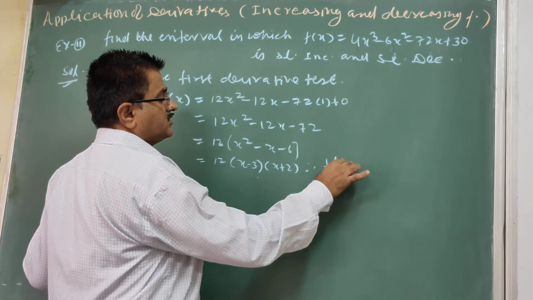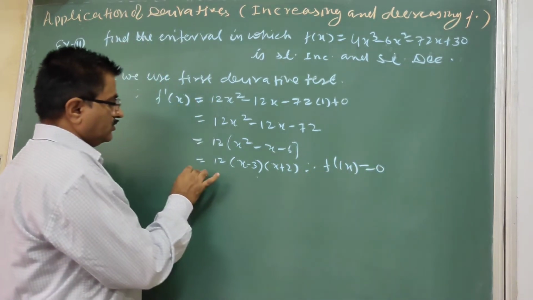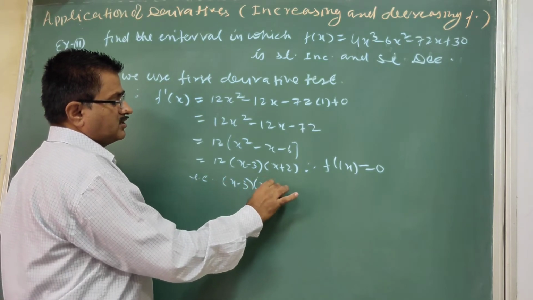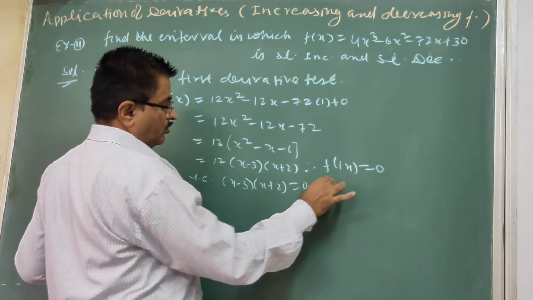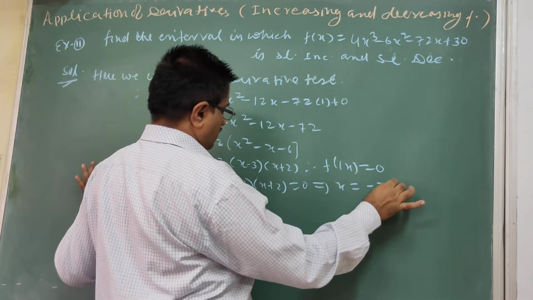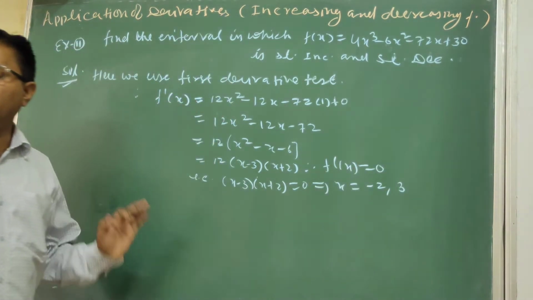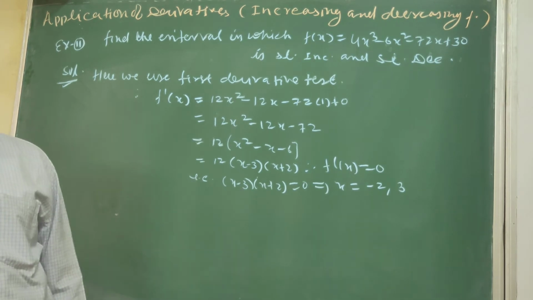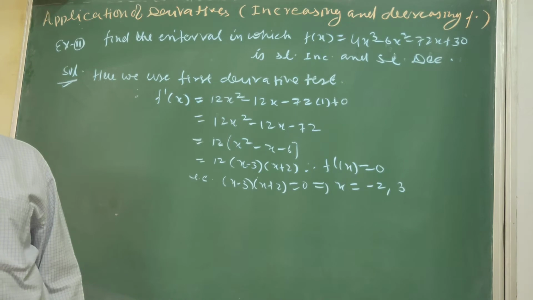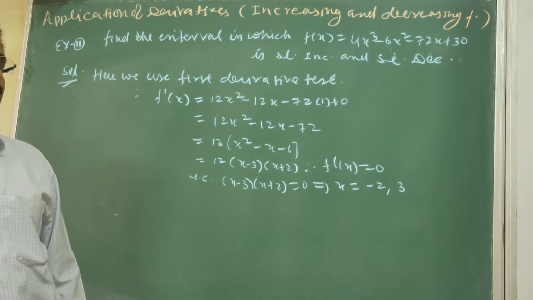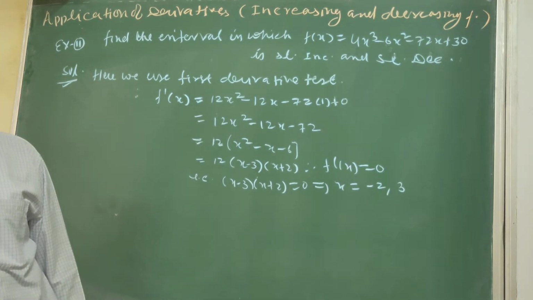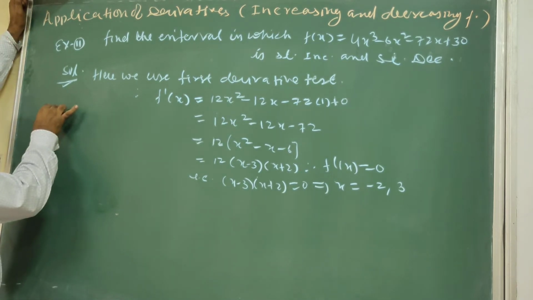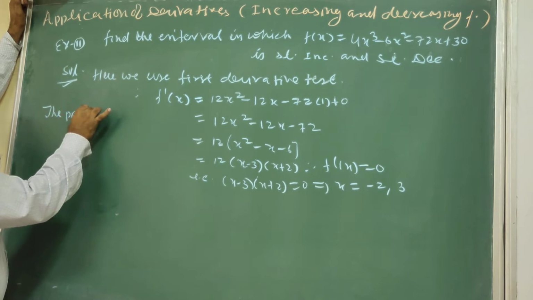Now we have to put this derivative equal to 0. That is x minus 3 into x plus 2 equal to 0. So from this you get two values of x: x equal to minus 2 and x equal to 3. Clear? So these are the critical points.